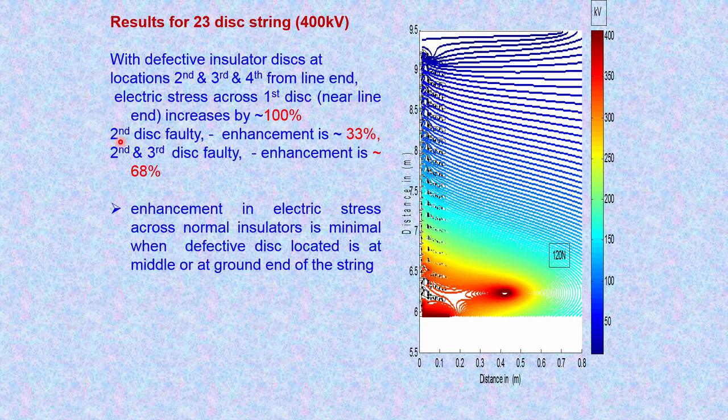So, here you can see another example. In case only the second insulator disc is faulty, then the field enhancement is around 33%, or in case the second and third are faulty, the enhancement is 68%. You can see that in case three are faulty, it is 100. As the number of discs faulted is reduced, the percentage of stress also decreases. So, the fault plays a role, how many insulator discs are faulted plays a role, and the location plays a role. Location, how far from the line end, is a very important factor to be noted.